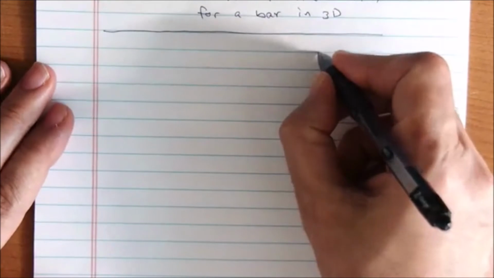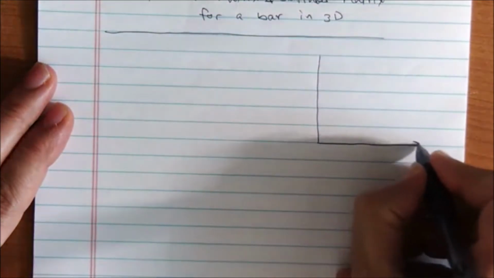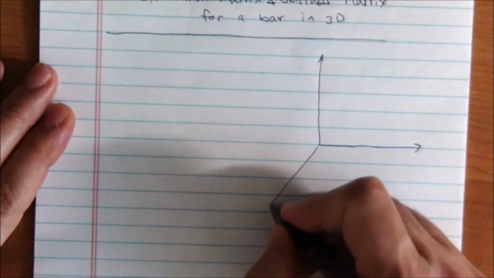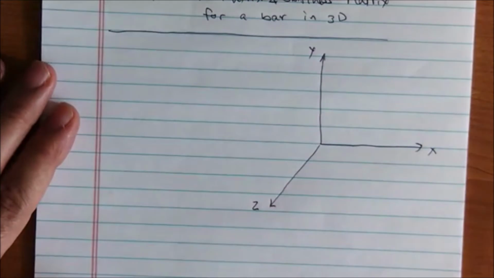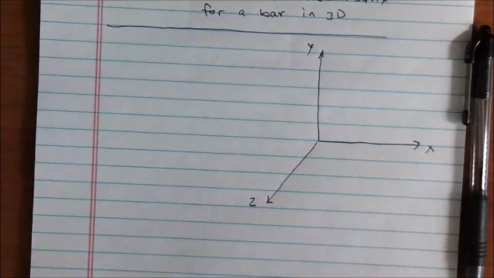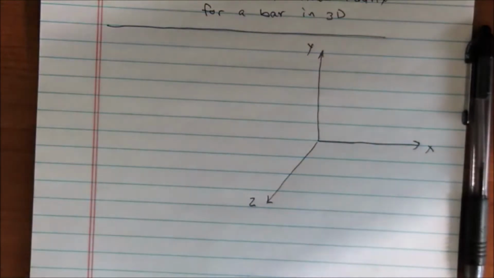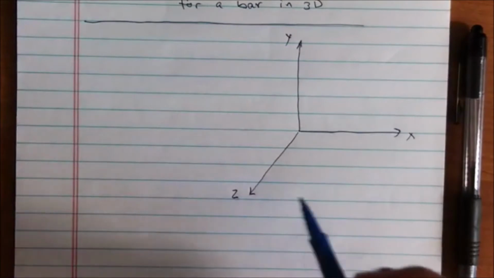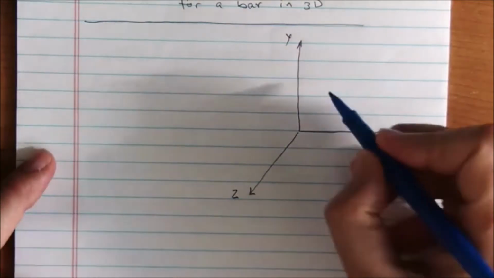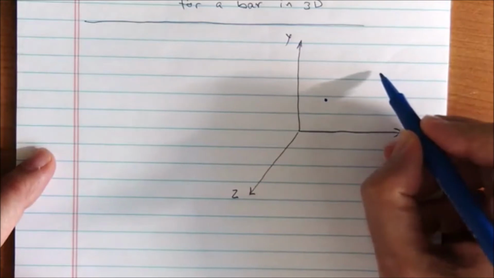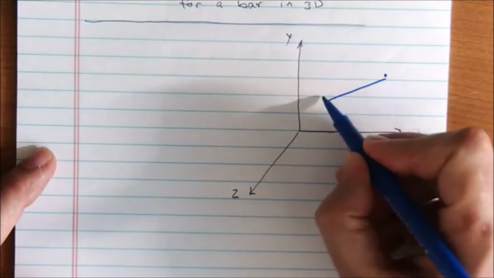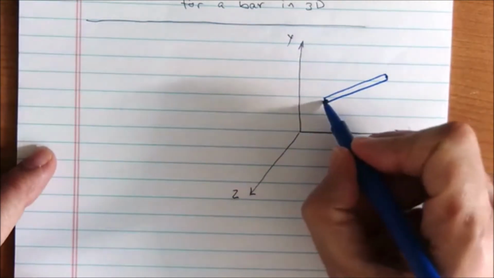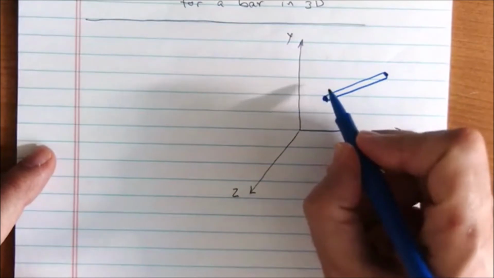So when I'm working in 3D, I have my global system X, Y, and Z. And we are going to be looking at an element, a bar element in space that extends between 2 points, 1 and 2. So I'm looking here at this bar element that extends between points 1 and 2 in space.